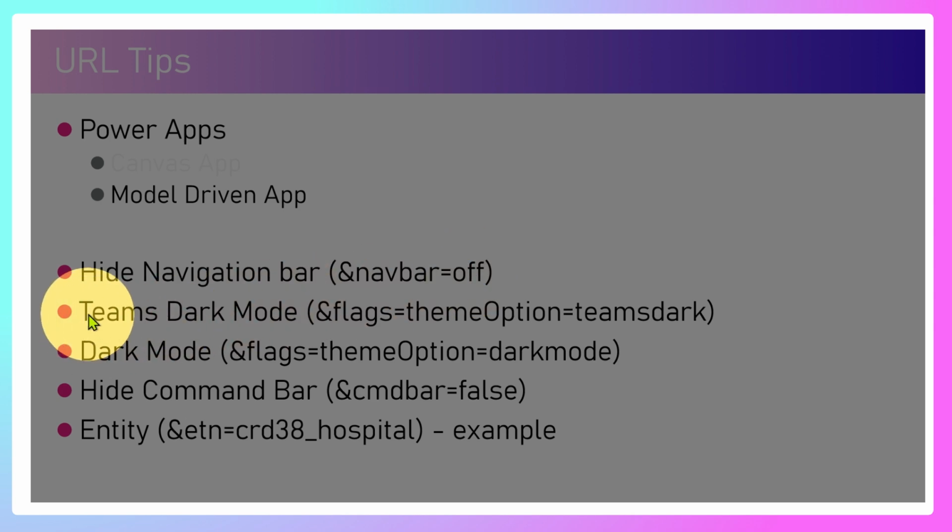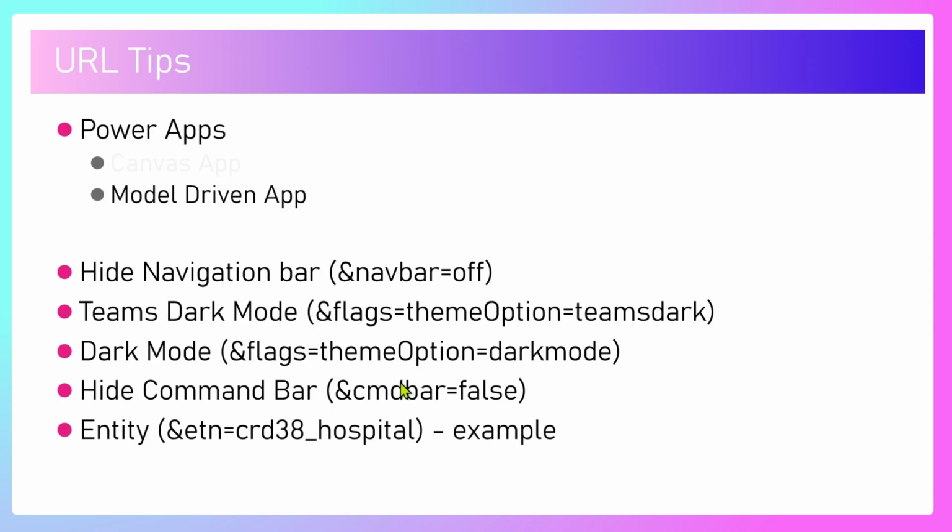If I want to view the Teams dark mode in a model driven app, I have to append flags equal to themeOption equal to teamsDark. And same if I want to get the dark mode enabled, ampersand flags equal to themeOption equal to darkmode. So that's the query string I need to append to the URL. Hide command bar, ampersand cmdbar equal to false. And if I want to load a specific entity, etn equal to, and then you specify the custom entity name. So this is just an example.